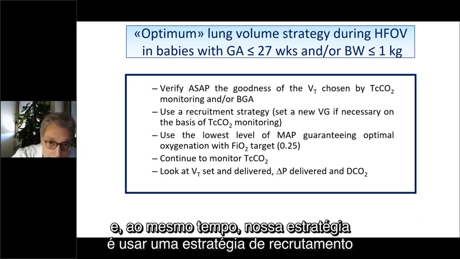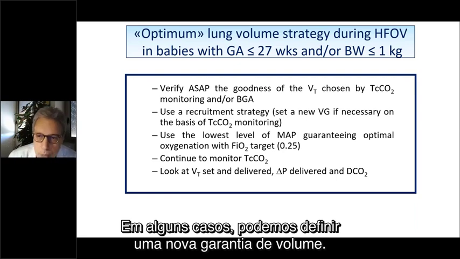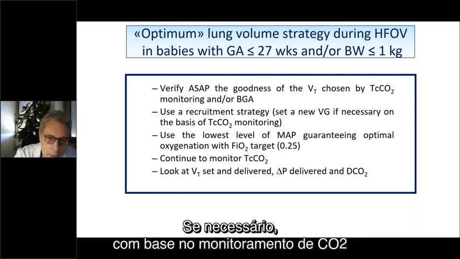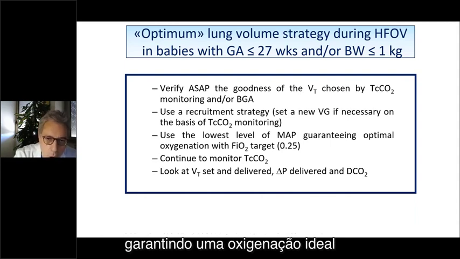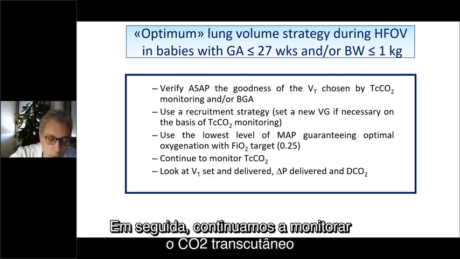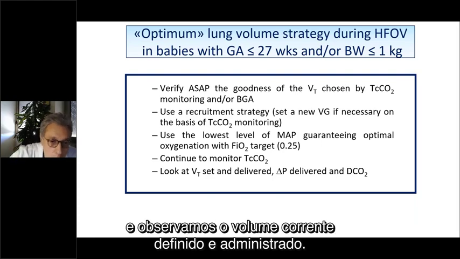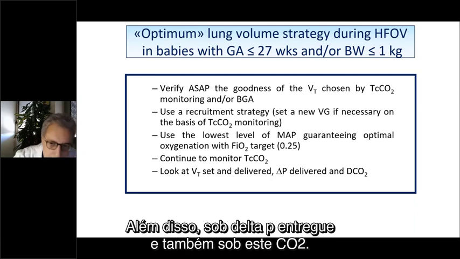At the same time, our strategy is to use a recruitment strategy, and in some cases we can set a new volume guarantee if necessary on the basis of the CO2 monitoring. And always our strategy is to use the lowest level of airway pressure guaranteeing optimal oxygenation with the target FiO2 of 25%. Then we continue to monitor transcutaneous CO2 and look at tidal volume set and delivered, and also delta P delivered and also DCO2.